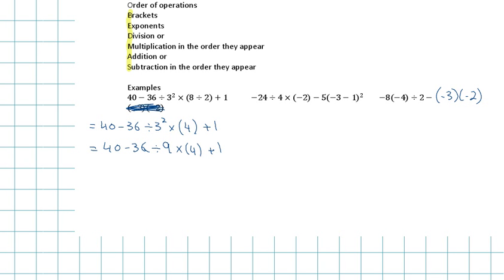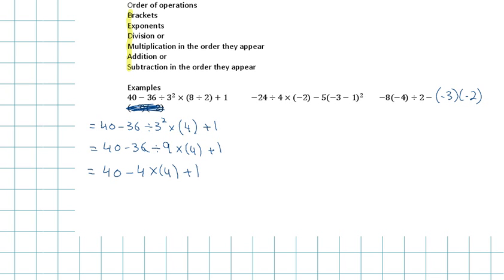Now we have to move to division and multiplication in the order they appear. So moving from left to right, what do you see first? Division or multiplication? Division. Where do you see division? 36 divided by 9. What's 36 divided by 9? 4. So I have to write 40, take away 4, times 4 plus 1. Are we okay with this so far?